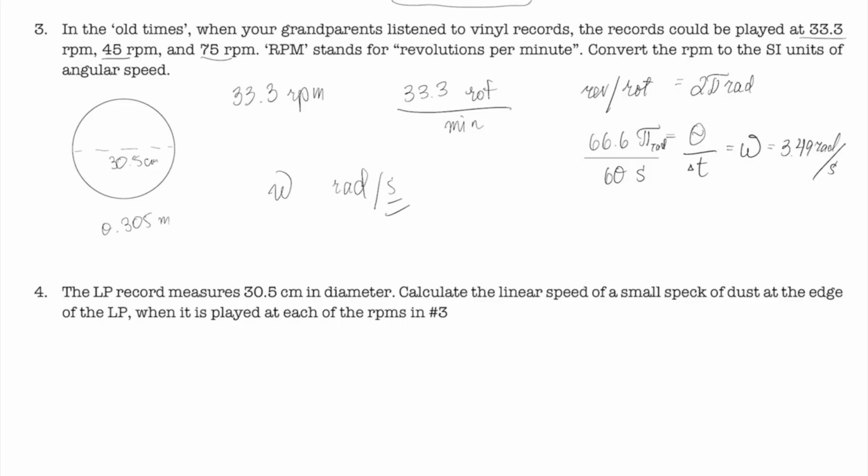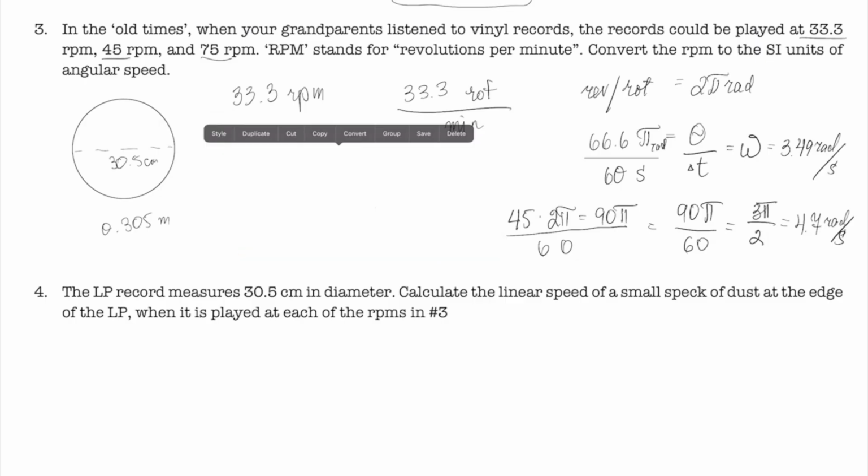I will do the same with 45 times 2 pi, so that's 90 pi, and then I divide this by 60. So 90 pi divided by 60, that is like 3 pi divided by 2, so 1.5 pi, that's 4.7 rads a second. That would be omega for 45 RPMs, and then 75 RPMs.